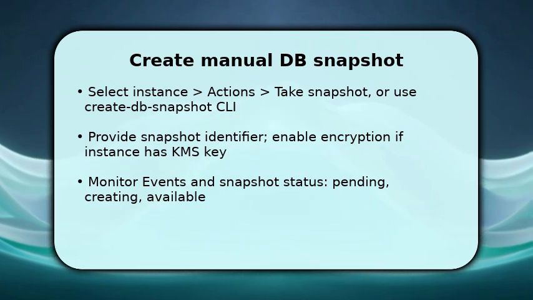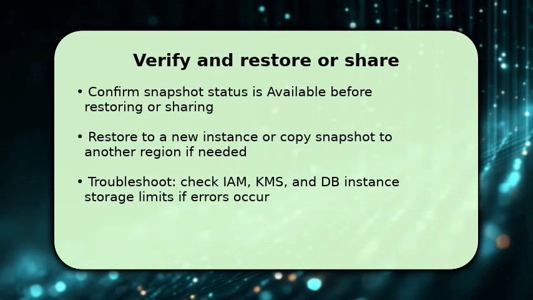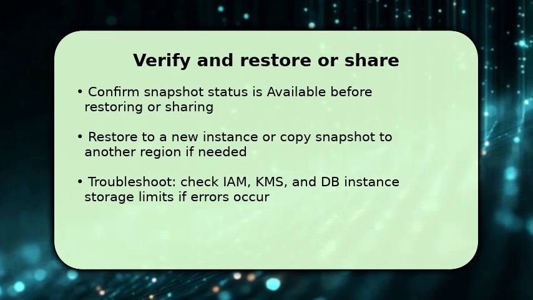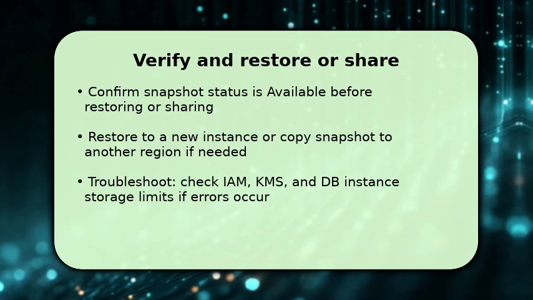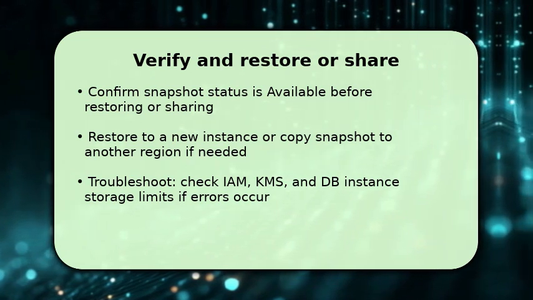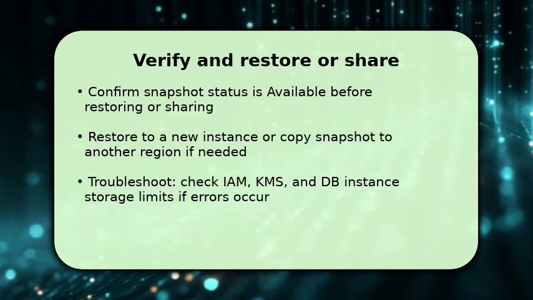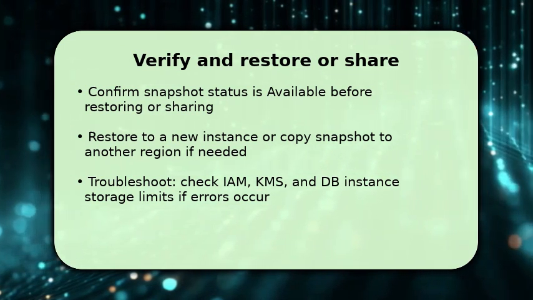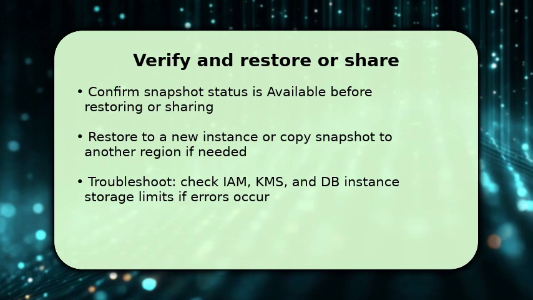You finish by verifying the snapshot reached available status. Only then restore or copy it. If restoring, choose a new DB identifier and adjust instance class, subnet group, and parameter group as required. If sharing or cross-region copying, use snapshot copy and ensure KMS keys and permissions allow access.